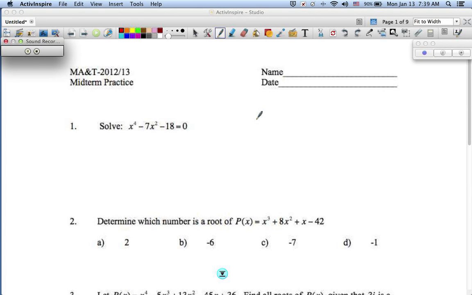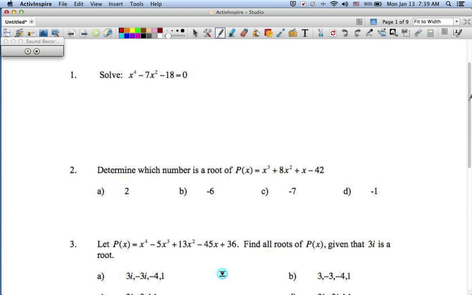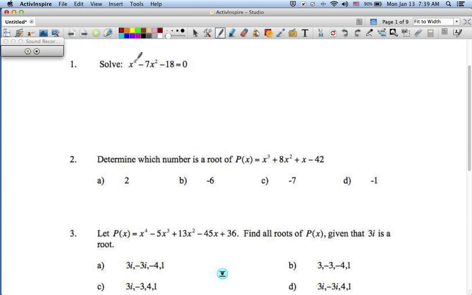I'll try to keep them to about 10 minutes apiece or so. See how much we can get in here. So number one, if you notice, this is x to the fourth and 7x squared. This is what's called quadratic form, so you can factor just like a quadratic. In order to make x to the fourth, we do x squared times x squared.